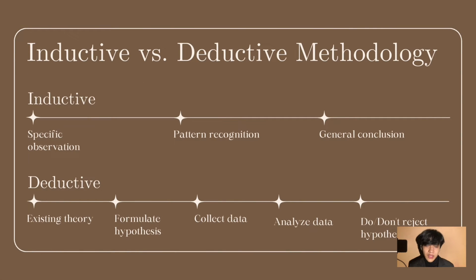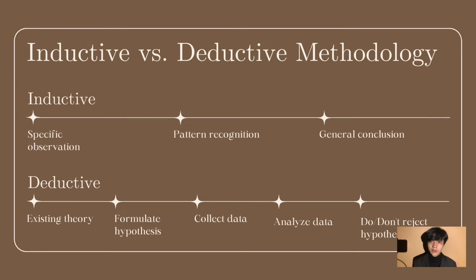We can tell that these methodologies have their own steps or procedures. Inductive methodology has fewer procedures compared to deductive methodology. Inductive methodology has 3 steps. The first is specific observation, which means that we have to observe the phenomena. The second step is pattern recognition. Throughout my observation, I have to recognize the pattern that is recurring, that keeps occurring for the whole observation.